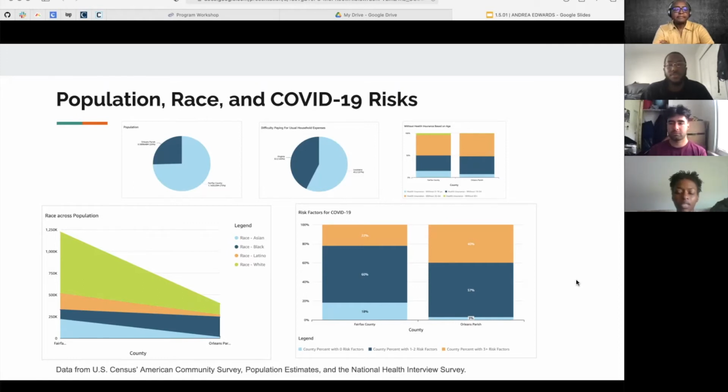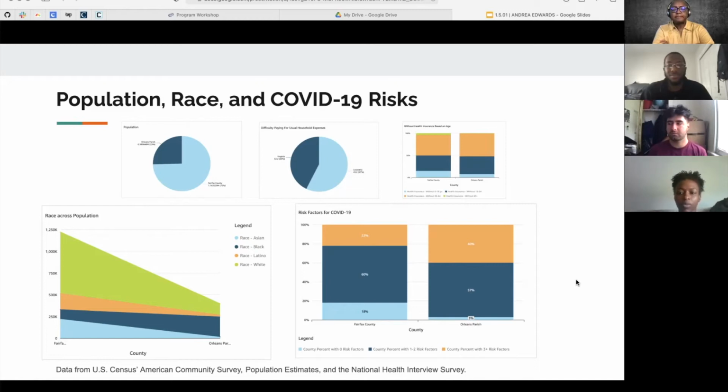In examining the data shown on race across populations at the bottom left, Fairfax County has a higher amount of white people proportionally than Orleans Parish, which is shown in green, while Orleans Parish has more Black people than Fairfax County proportionally, which is shown in dark blue. This information can be used to account for the difference in the risk factors for COVID-19 in the two counties, which are shown on the right.